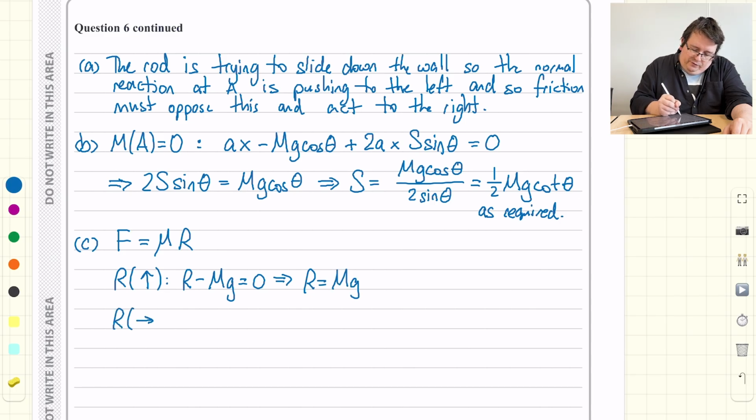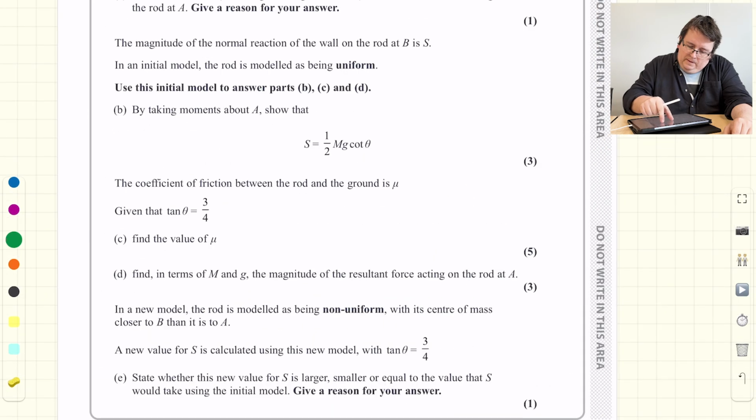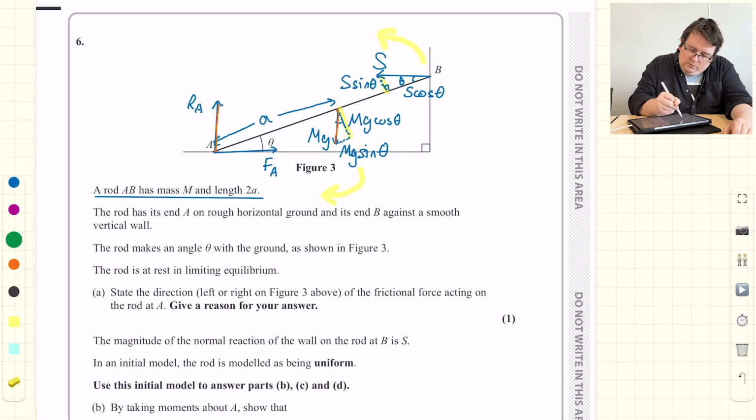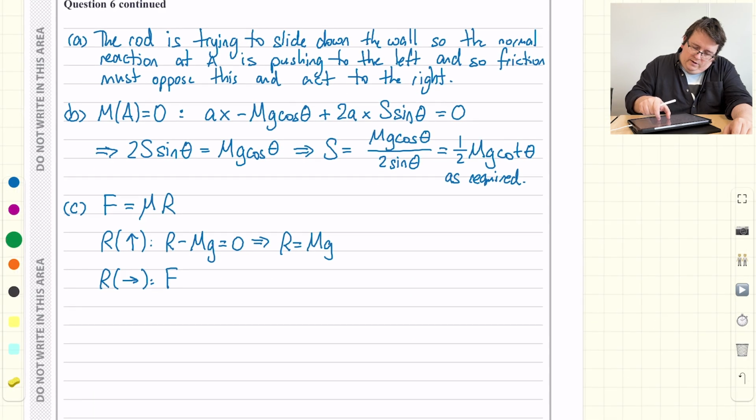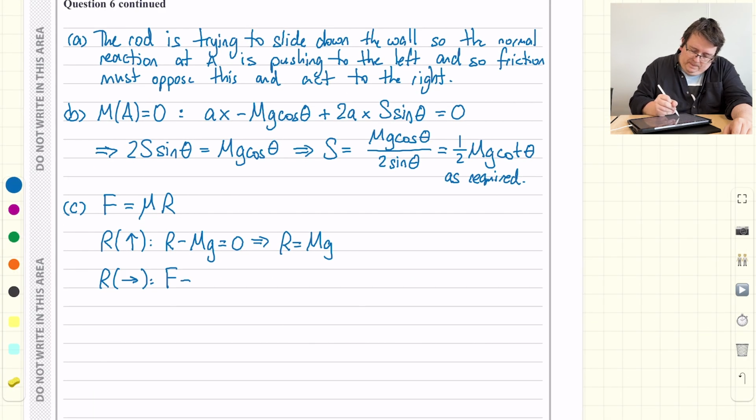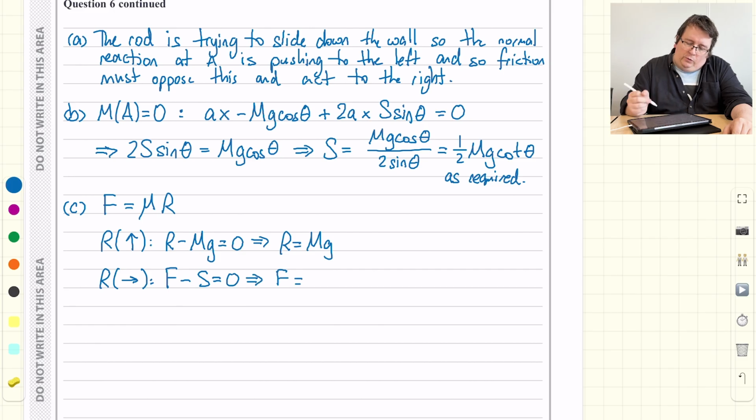And we need to resolve horizontally as well. So horizontally, we have the frictional force and take away S. They're the only horizontal forces. So that means that the frictional force is equal to S, which we just worked out was half mg cot theta.